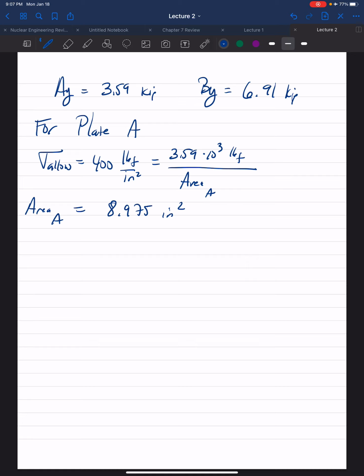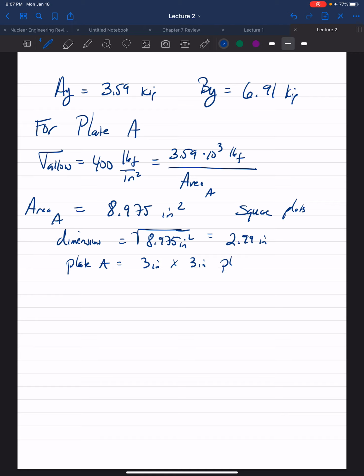Well, these plates are square plates. So for the dimensions, take the square root of this, and you get 2.99 inches. The question said to the nearest half inch. So plate A will be a 3-inch by 3-inch plate to support that load.